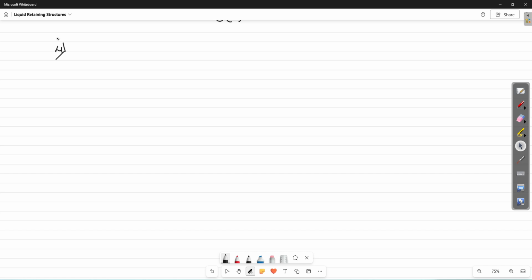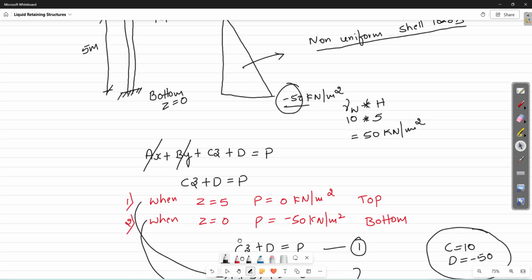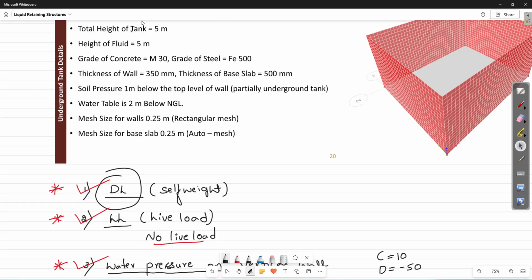So fourth, soil pressure. Soil pressure on vertical walls. So in the beginning, in the question, we assumed soil pressure is 1 meter below the top level of wall, or your tank is partially underground tank.